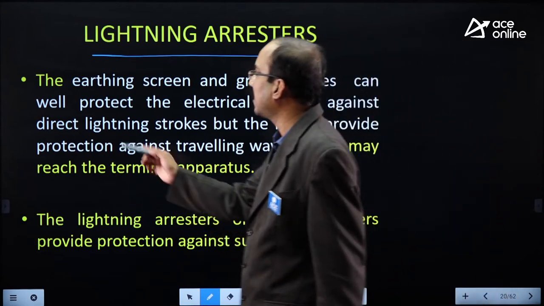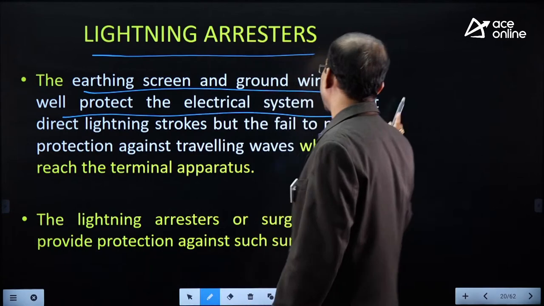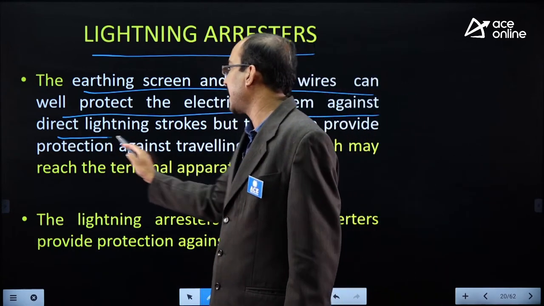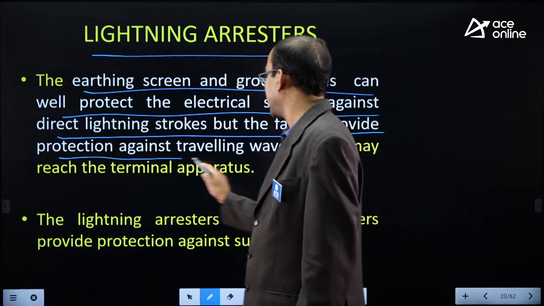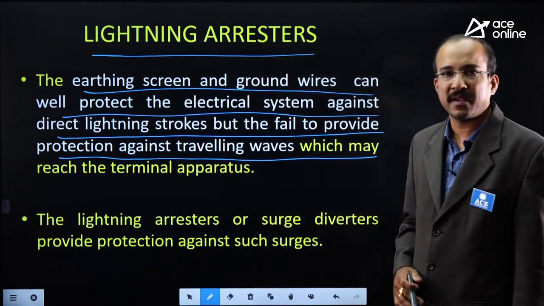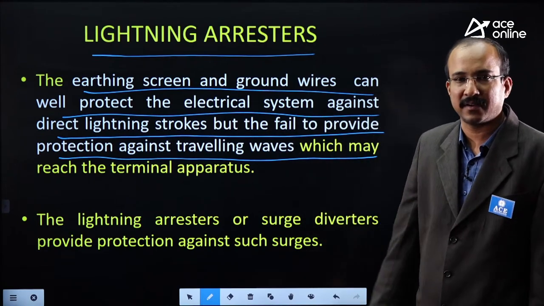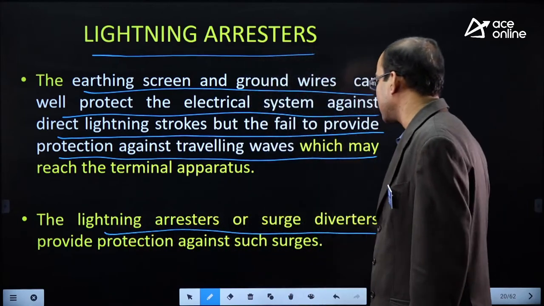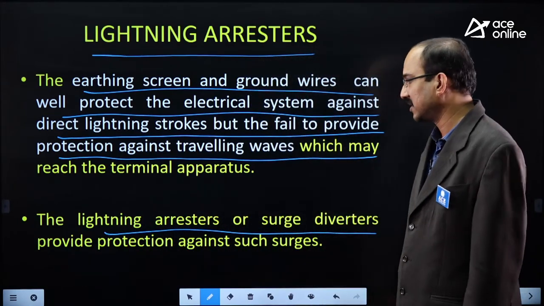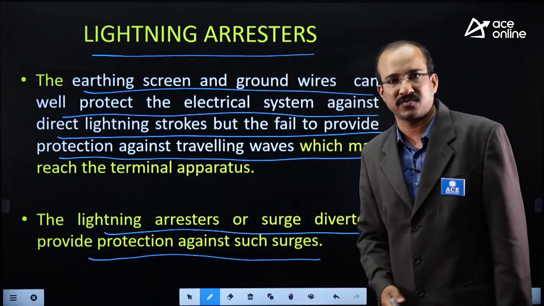The earthing screen and ground wires will protect the electrical system against direct lightning strokes, but fail to protect against traveling waves. When these traveling waves reach the apparatus, it may get damaged. So the lightning arrestors, or we can also call them surge diverters, provide the protection against traveling waves.